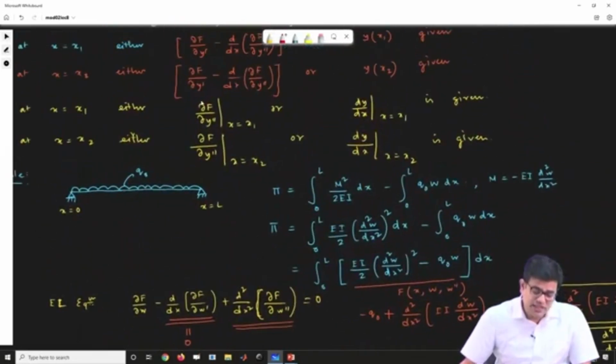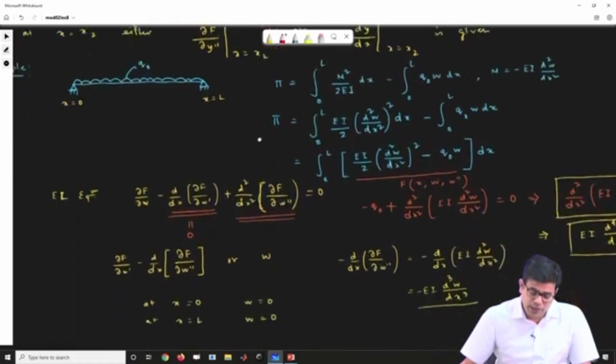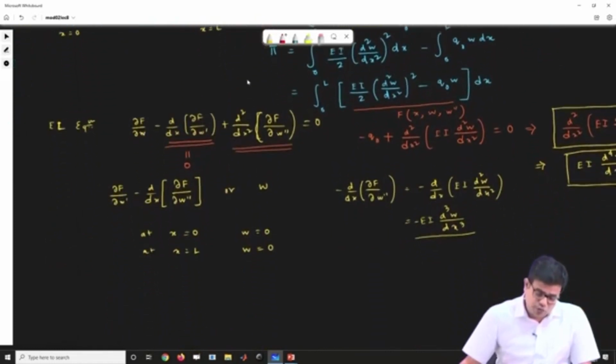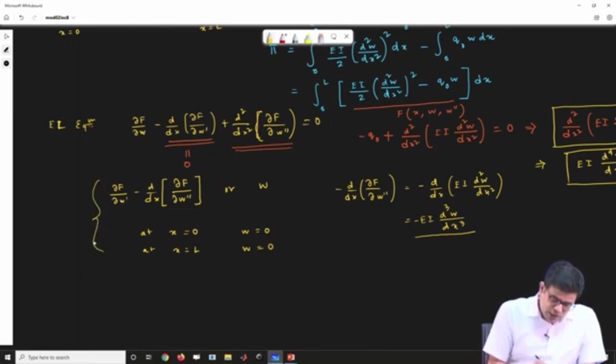another condition, that is dou f by dou y prime at x equals x1 and x2, and dy dx, that is the slope boundary condition. So, this is one set of boundary conditions. Another set is dou f by dou w double prime, or w prime, that is your dw dx, has to be specified.